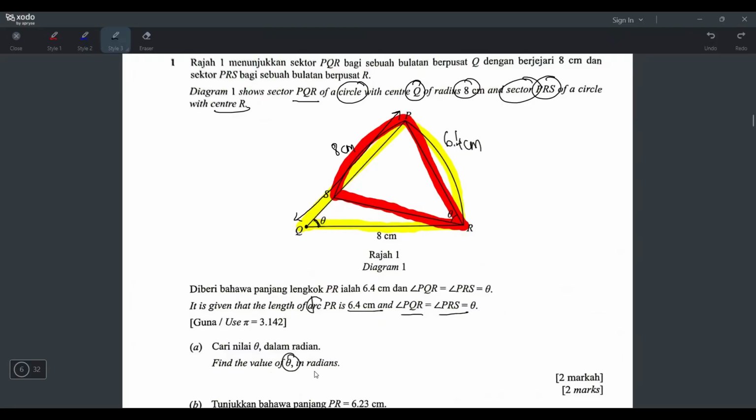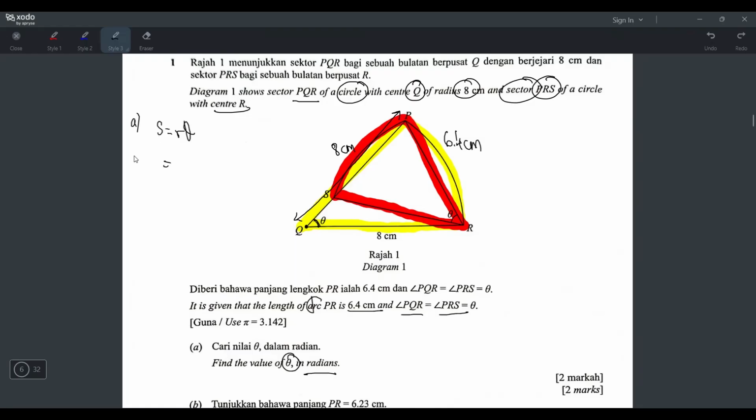Part A says find the value of theta in radian. We know how to do it already. I just told you, right? Which formula will you use? You will use the arc formula, S equals R theta, and you will refer to the yellow sector. The red sector does not have enough information. You don't have the arc and you don't have the radius, so how are you supposed to find theta? It's not possible. But the yellow sector has a lot of information. You have the radius and you have the arc, so you can find theta.